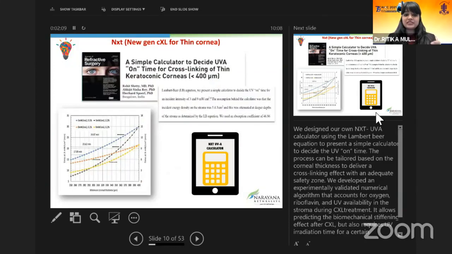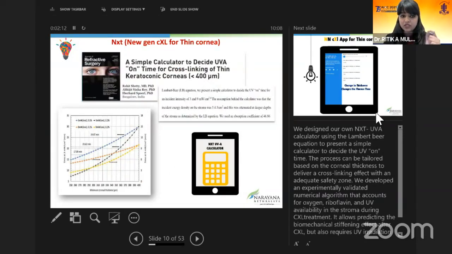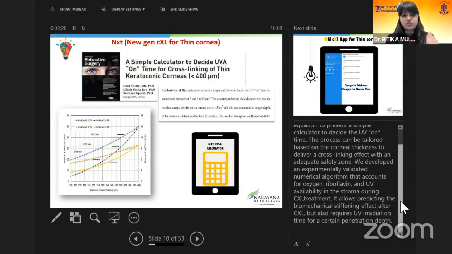This is how we designed our own calculator, using the same stress relaxation curves and the Lambert-Beer equation. This process can be tailored based on the corneal thickness to deliver a cross-linking effect with an adequate safety zone. We developed an experimentally validated numerical algorithm that accounts for oxygen, riboflavin, and UV availability in the stroma during the cross-linking treatment. This allows us to predict the biomechanical stiffening after cross-linking.